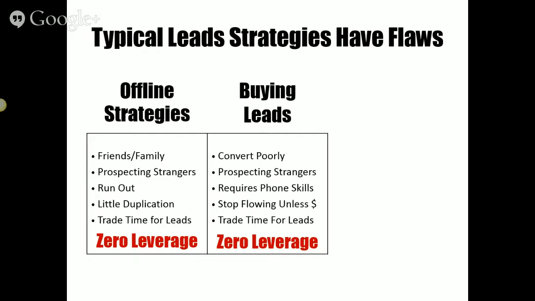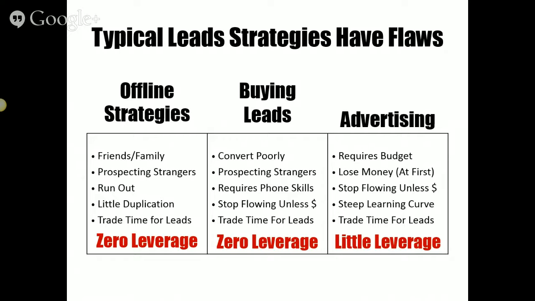Okay, buying leads. We talked about that, either buying lead lists or lead files and things like that. We're not talking about pay per click or anything like that. We're talking about buying lead lists. Lead lists convert poorly. When you call those people, they're like, "Who are you? How did you get my number?" They don't even know who you are. Video changes that. Video gives people a sense of who you are, your personality. It also requires phone skills. If you want to be on the phone with people in this industry, you want to master phone skills, which takes time, and you can learn it. And they stop flowing. Unless you buy another lead list, they stop flowing. And again, you're trading time for leads.